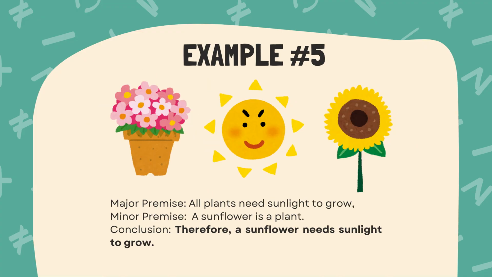Example number 5. The major premise, all plants need sunlight. The minor premise is a sunflower is a plant. Therefore, a sunflower needs sunlight. So the major term is needs sunlight. The minor term is sunflower, and the middle term is plant. So the middle term plant links the sunflower to the property of needing sunlight.